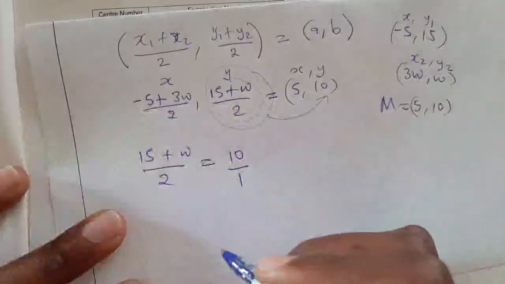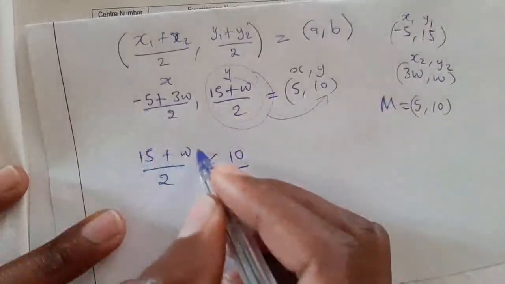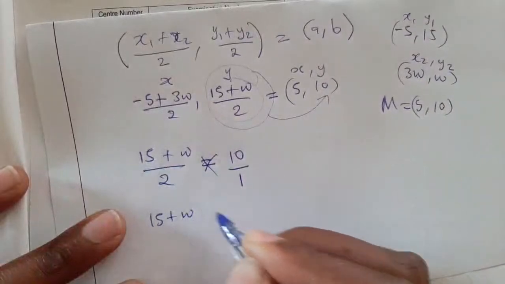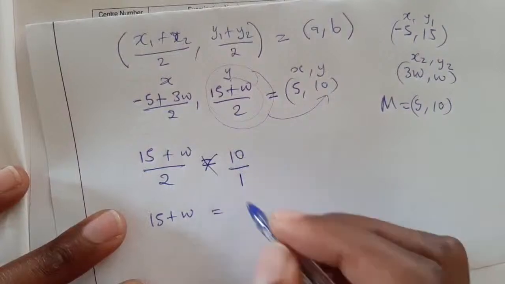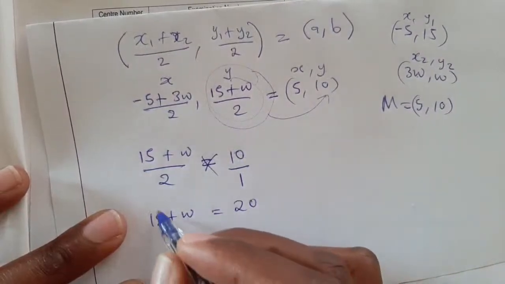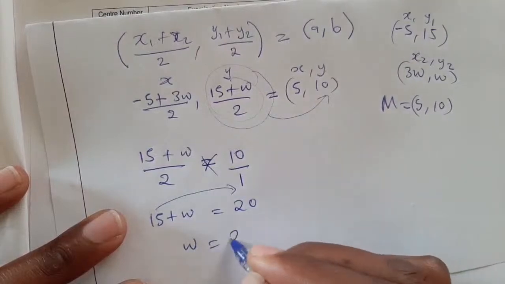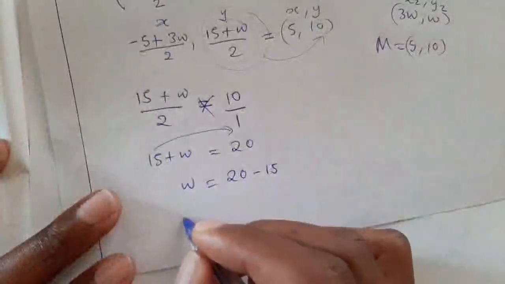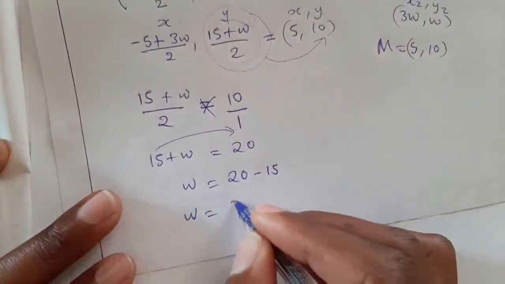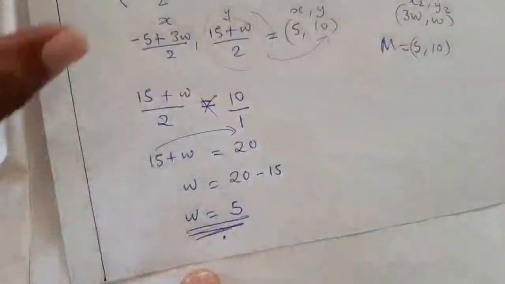So from here, we say over 1, we cross multiply. 1 times everything here, we have 15 plus w equals 2 times 10, that is 20. Then the 15 has to cross the equal sign, so we have w equals 20 minus 15. 20 minus 15 is 5. So the value of w is 5.